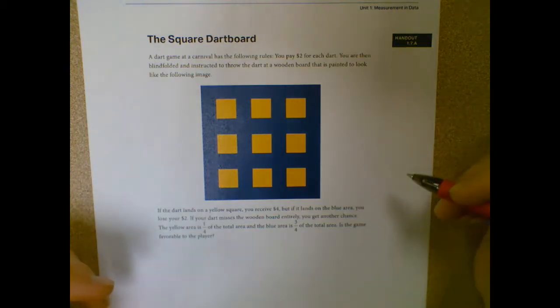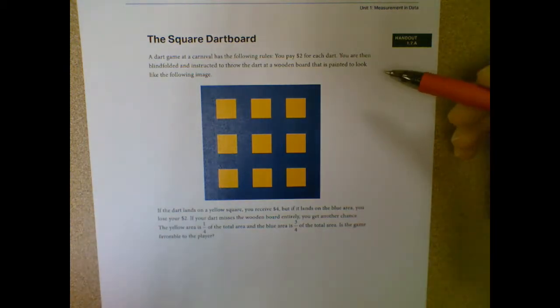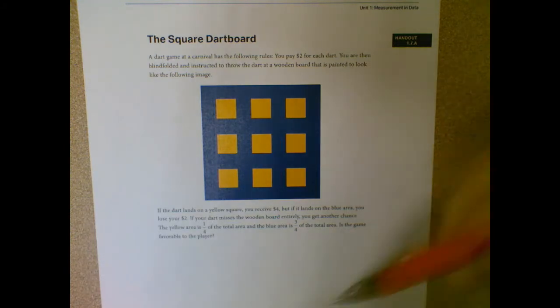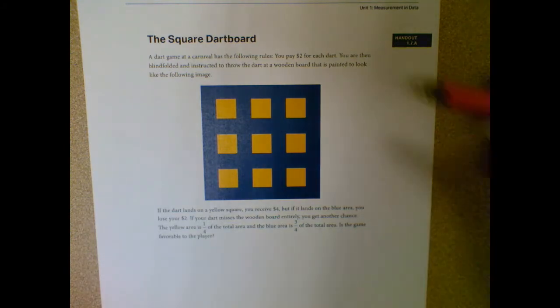So today we're going to be looking at the Square Dartboard homework and just making sure that we're setting this up right. So what we got here is a carnival game where you pay $2 for a dart and then you are blindfolded and throw the dart at the board. Okay, and that's what it looks like.